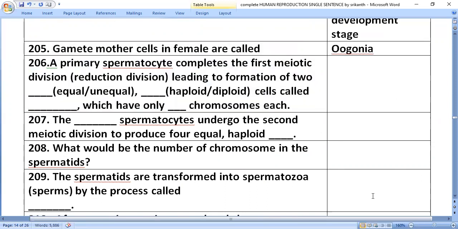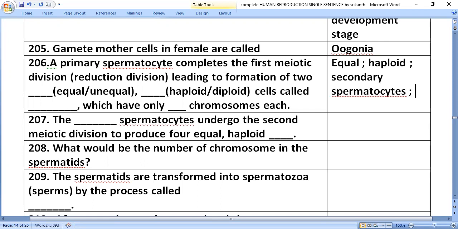A primary spermatocyte completes the first meiotic division, the reduction division, leading to formation of two equal haploid cells called secondary spermatocytes, which have only 23 chromosomes each.